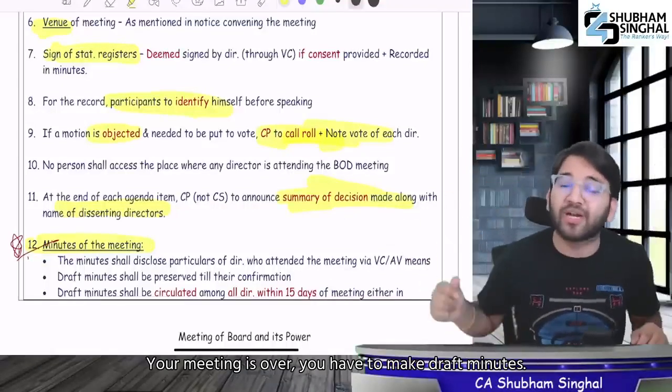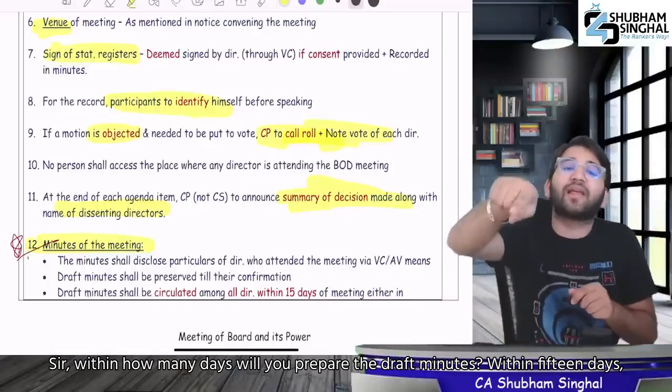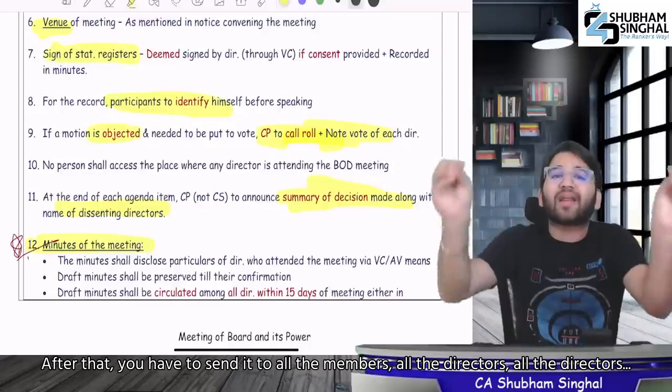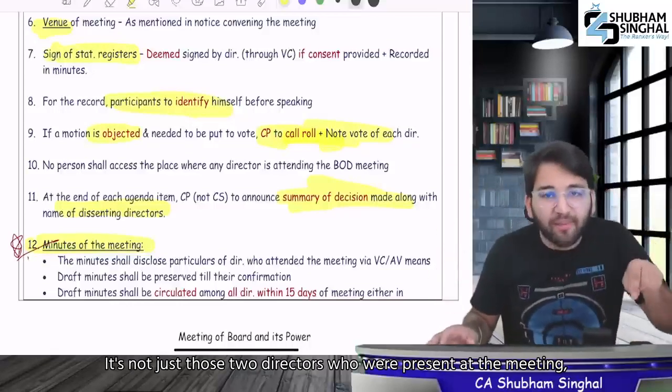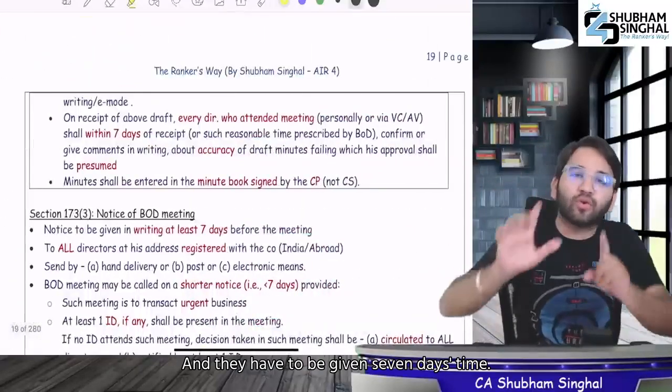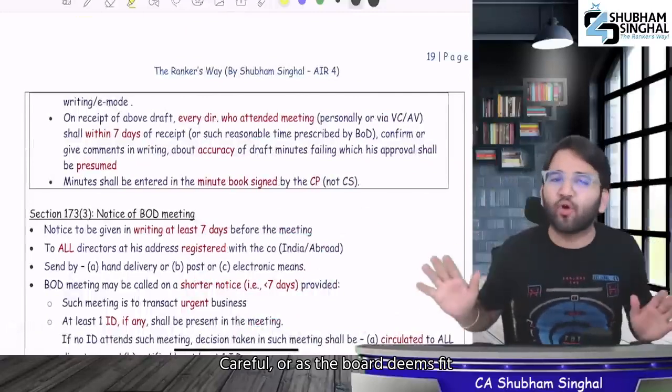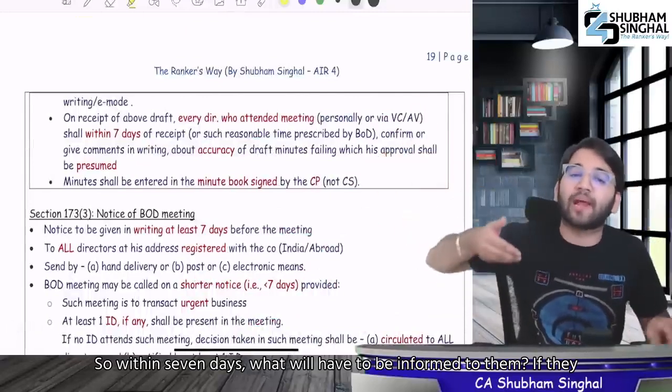Meeting is over. You will make draft minutes. Within how many days will you prepare draft minutes? 15 days. After that, you have to send it to all the members, all the directors. It's not just 2 directors present. Send it to all the directors. They have to give 7 days time. 7 days or as the board orders. Within 7 days, what should be conveyed to them?